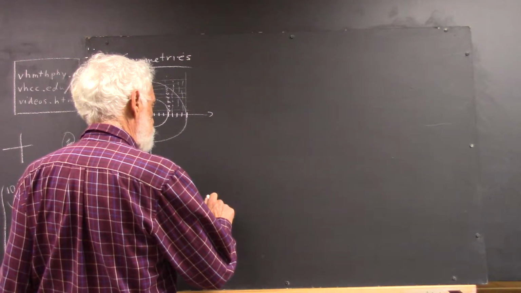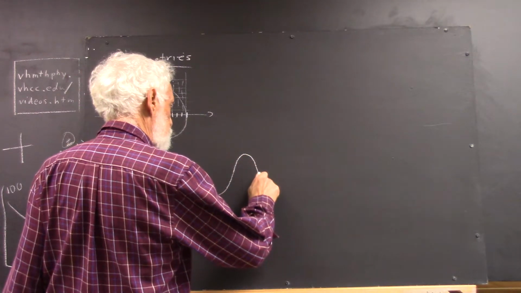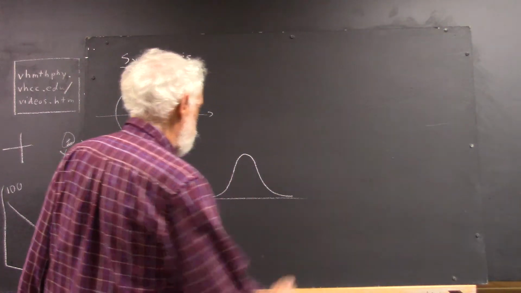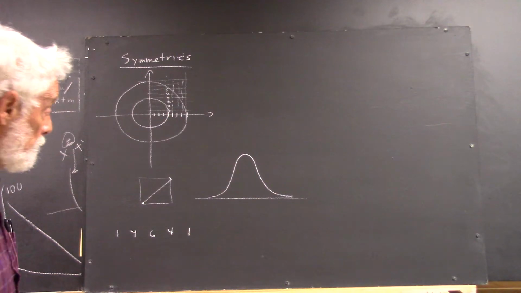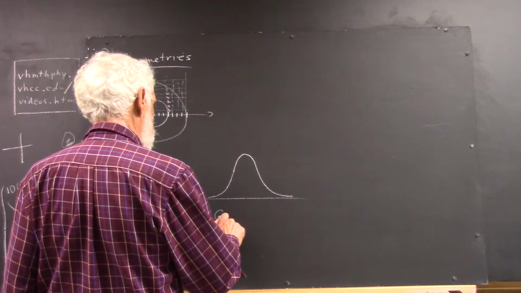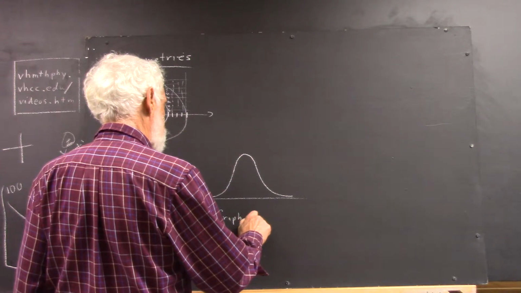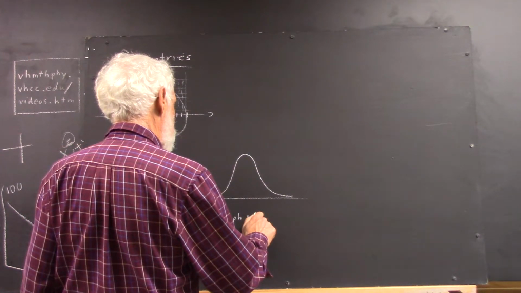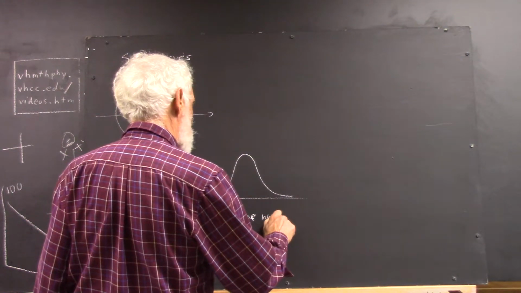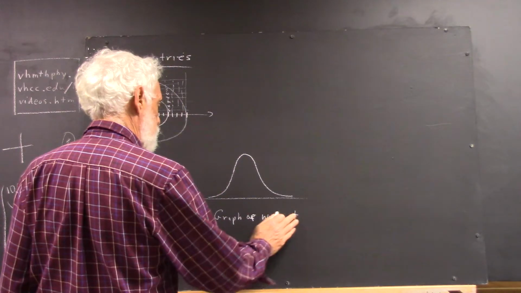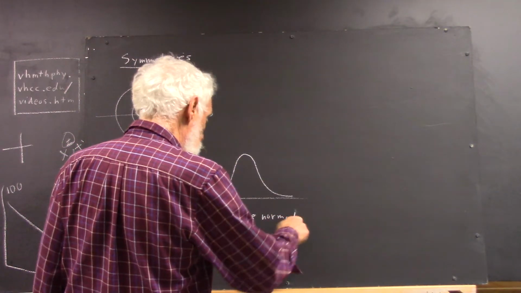How about this graph? Anybody know what you call that graph? A bell curve. It's a graph of a certain function, the normal distribution. 68%, 95%, 99.7%. Okay, I'm confusing my letters here. Graph of the normal distribution.